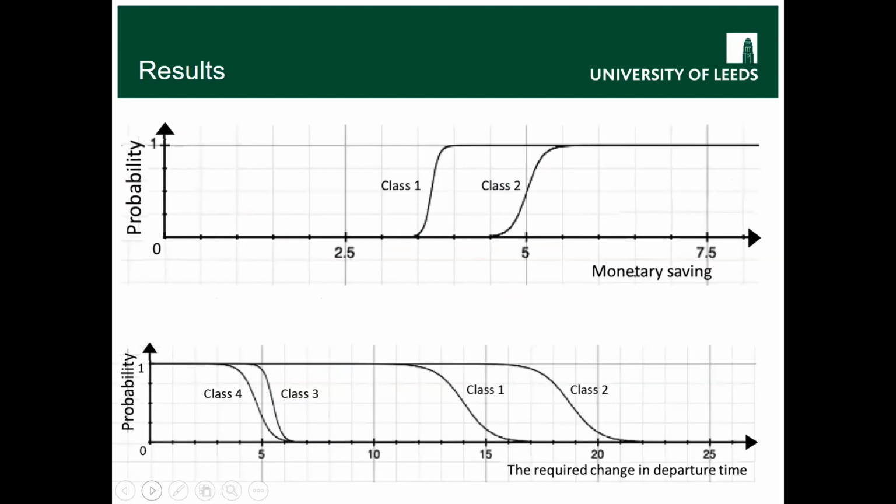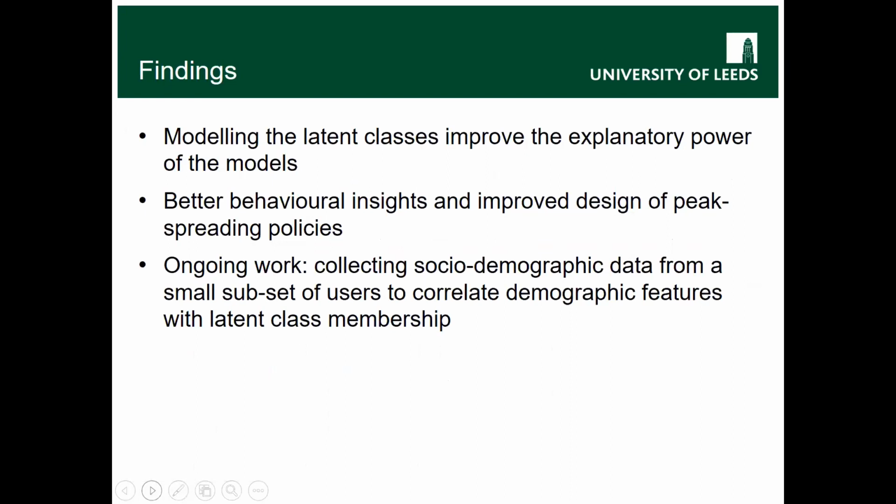And as I mentioned, we found that among these classes, 2 of the classes were very price sensitive. And the sensitivity to the required change in departure time was very different among the 4 classes as well. So I'm skipping some of the details, but just to summarize the findings, when we have these probabilistic latent classes, the explanatory power of the models was much better, and it was useful for the policymakers because we got better behavior insights that they could use for designing the peak spreading policy in other stations.